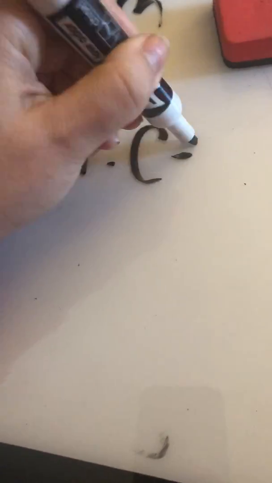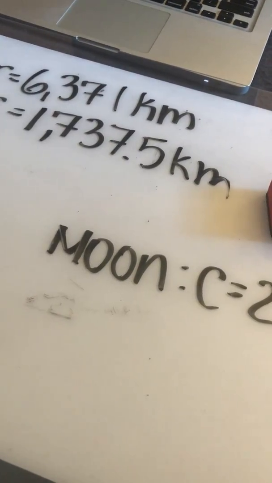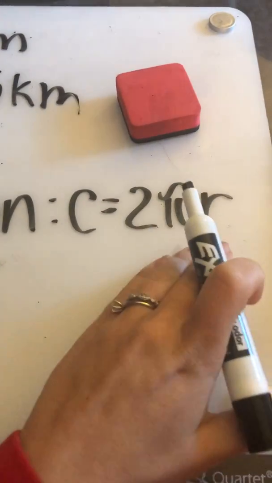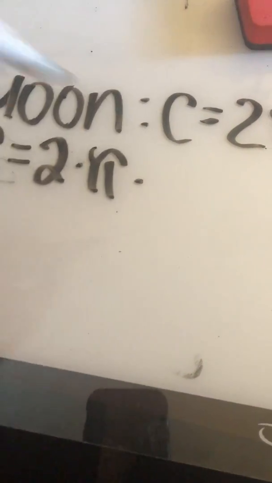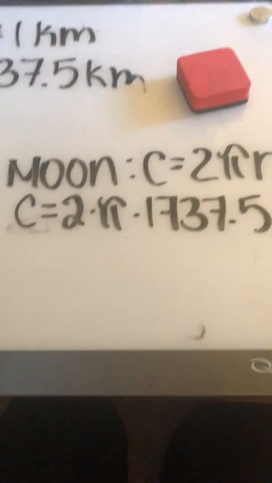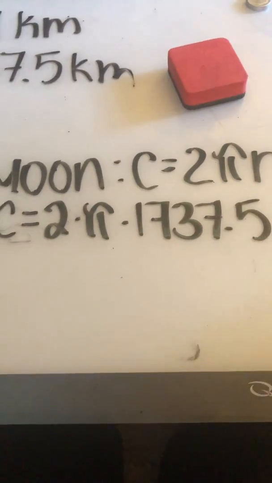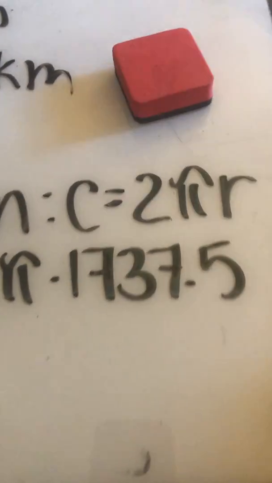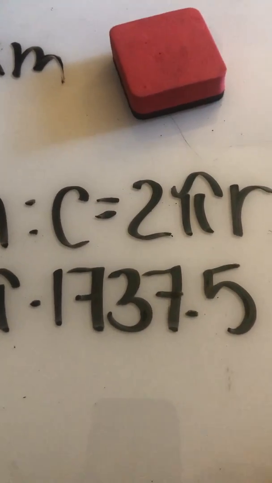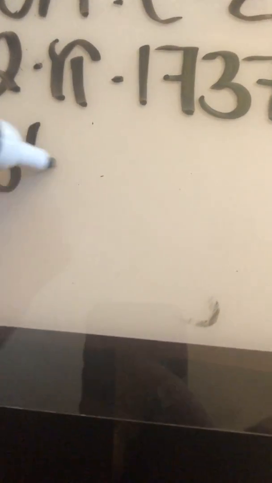So again, we're going to do moon, and we're going to use the same formula. Okay, so the moon was 1,737.5 for the radius. I'm going to plug that in. So we now have C equals 2 times pi times 1,737.5. So again, I'm going to multiply my 2 and my 1,737.5. Let me do that in my calculator. Okay, and that gives us 3,475.